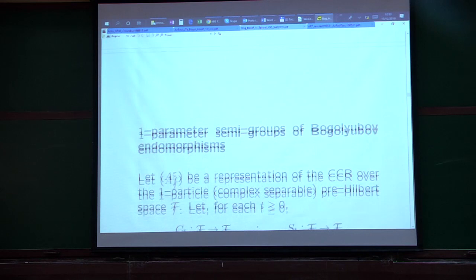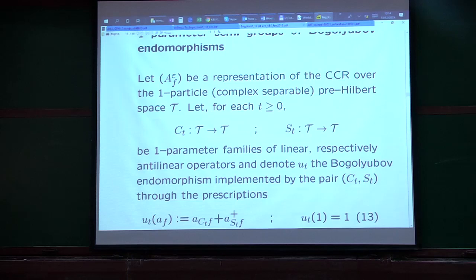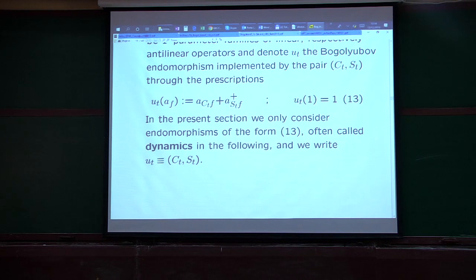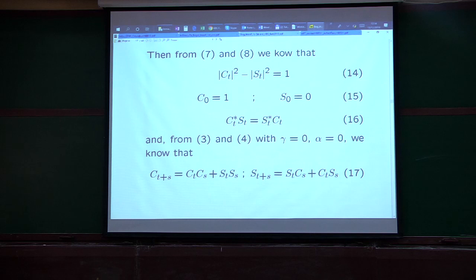Now, a one parameter group of automorphisms, or semigroup of endomorphisms. Okay, so we will have a family of Bogoliubov endomorphisms, and we suppose that it is a semigroup. So according to the general theorem I said before, we have the two compatibility conditions like this, together with the fact that we suppose strong continuity, so it is zero at identity. Now, this condition, you see, the semigroup condition is just automatically satisfied.